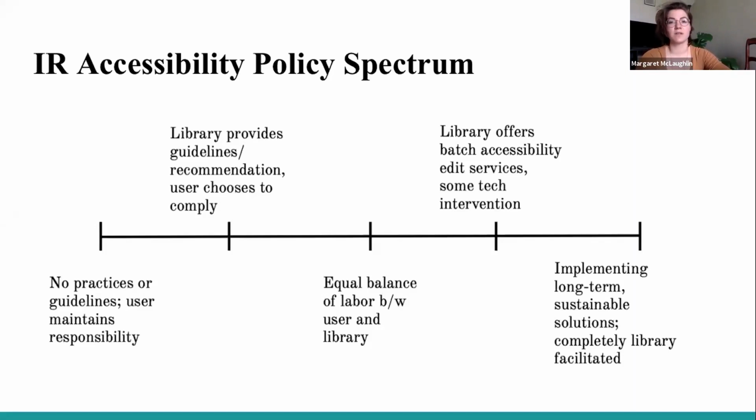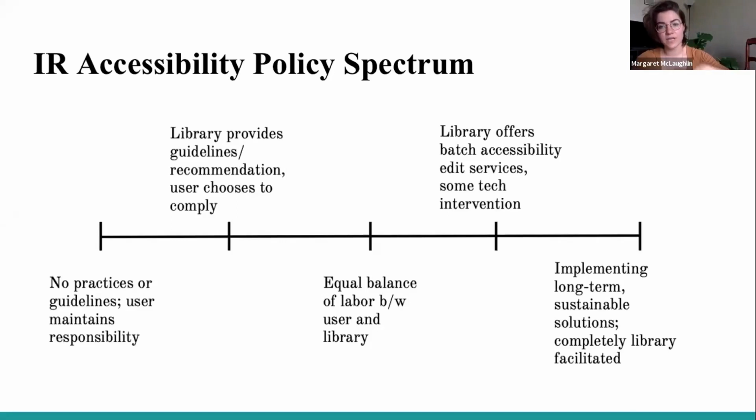And the opposite end of the spectrum is entirely library facilitated. So either there are accessibility services and they go back and make content accessible. You can see that we've also broken down some middle steps. Right in the middle, there's an equal balance of labor between user and library. And towards the left end, libraries will provide guidelines or recommendations, and the user gets to choose to comply with them or not. So the library is still encouraging accessibility, but a lot of the responsibility still falls on the user, but it's still more than if there aren't any practices or guidelines.